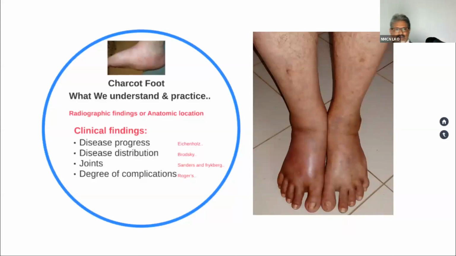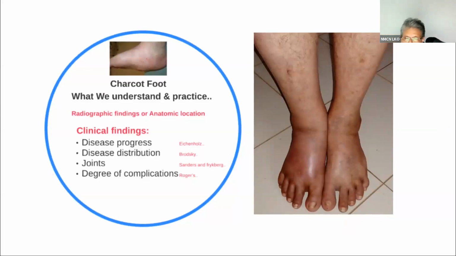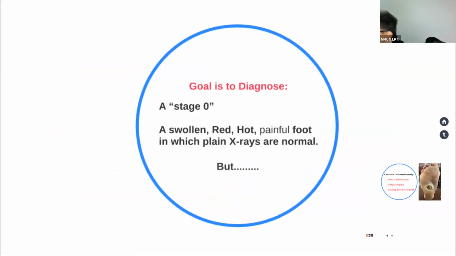Now, what we understand and practice: radiographic findings or anatomic lesions, clinical findings, disease progress. As you know, a lot of our research workers have told us, we have classified by disease distribution, by joint involvement, and by degree of complication, as Rogers has classified. Now, what is the goal? The goal is not to diagnose Charcot with fracture. The goal is to diagnose Charcot in stage 0. That is what we should pick up in clinical practice. If you are diagnosing and telling the patient, after the bone has fractured, you have to take rest, you have missed it. So our goal is something different.